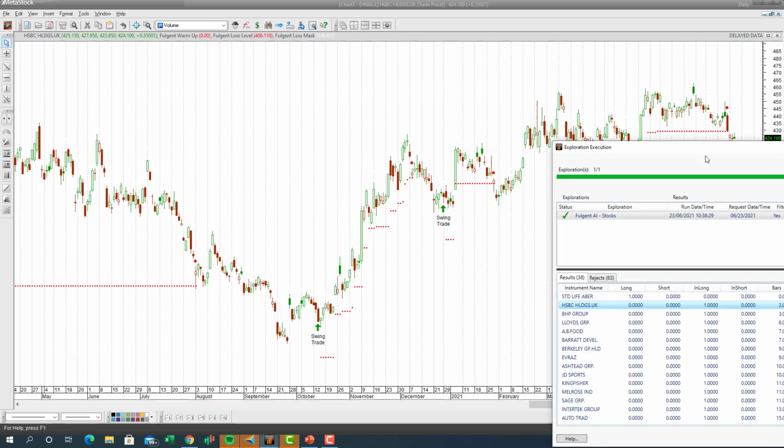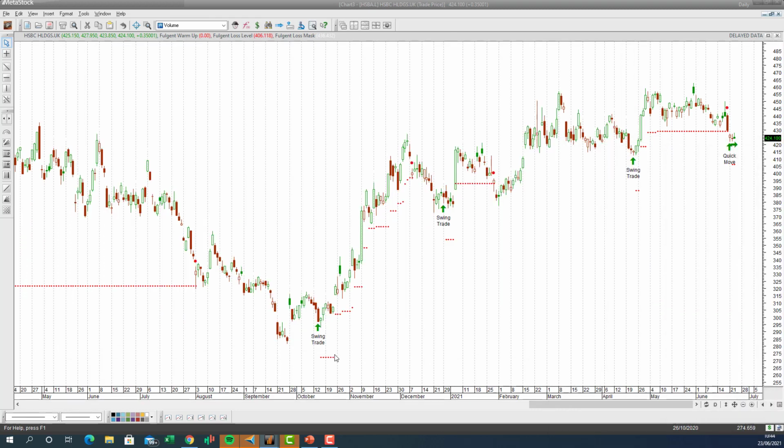Now it takes a lot of data. There we go. So you can see here fantastic swing trades in HSBC, for example. Back here in October, nice, fantastic move here. The artificial intelligence added the stop loss in. We had a very strong rally up until the price action hit the stop loss, and we got out there at 405, 400, £4 or so.